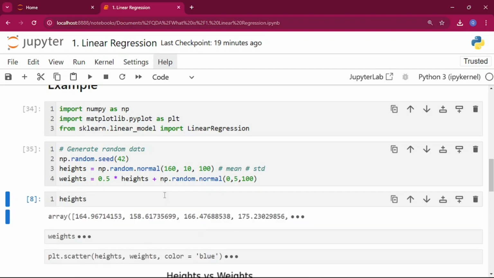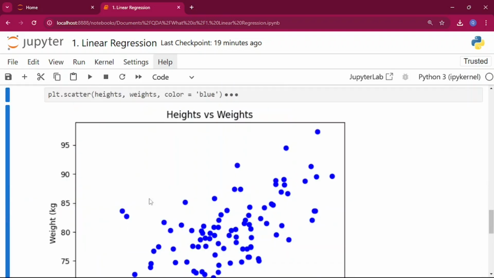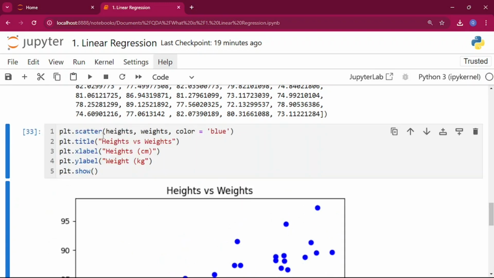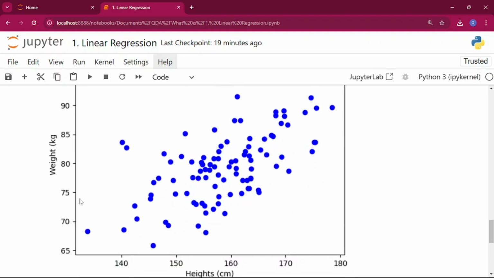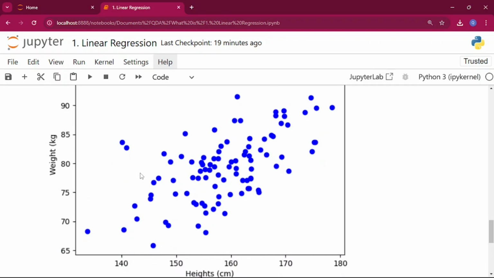So let's see how this data looks. If I just run this, this is our height data. And if I run the weight, this is our weight data. Now let's visualize the data to see what we are working with. I'm calling the matplotlib library here, and with the scatter function, this is how the data looks. As you can see, there's a general uptrend: the taller a person, the more they weigh.